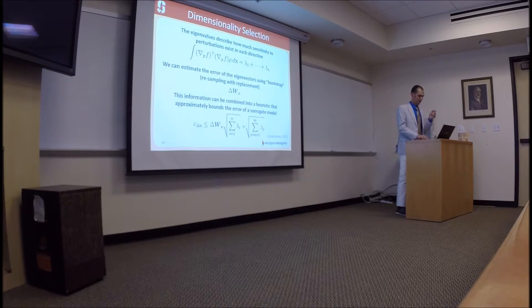Combining all of these pieces of information together, we can form a heuristic that's able to approximately bound the error we expect to see for a surrogate model in a particular active subspace. The information that contributes to this is as follows. First, we have this term here, which is the sum of the eigenvalues for the inactive space. We want these terms to be small. The other term here is the sum of the eigenvalues for the active space, weighted by the error that we have with estimating the particular basis for the number of directions we've retained.